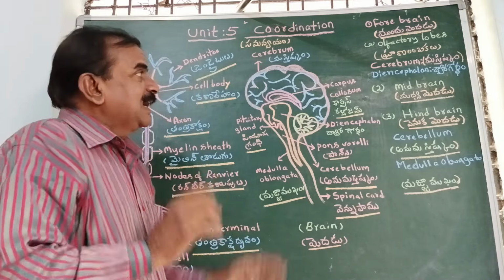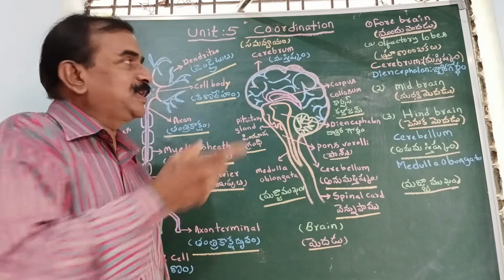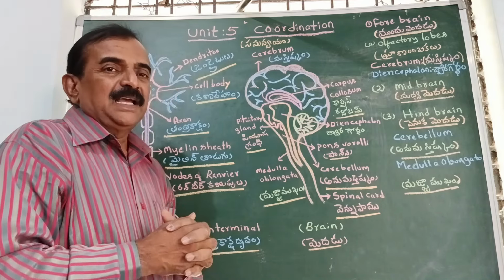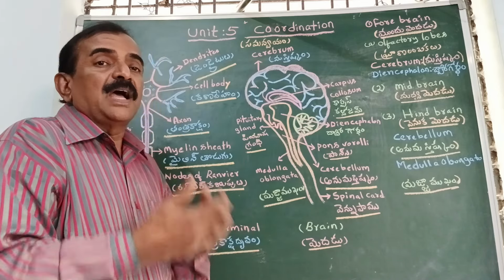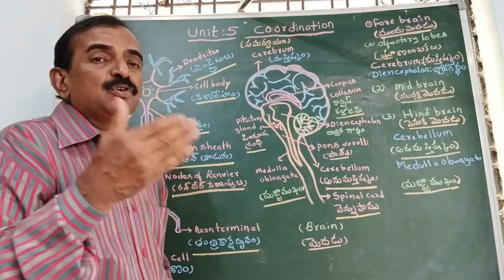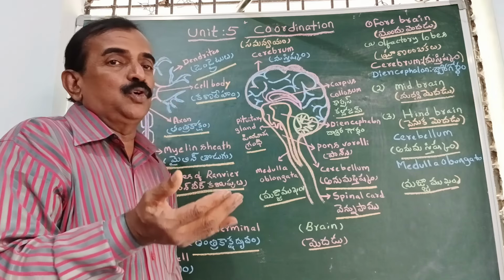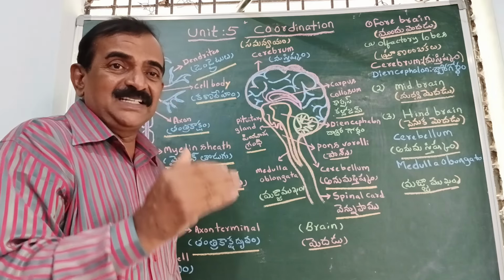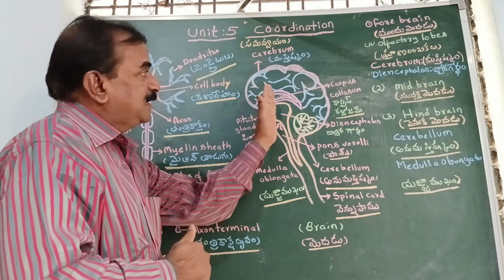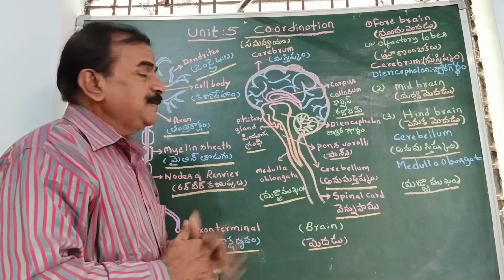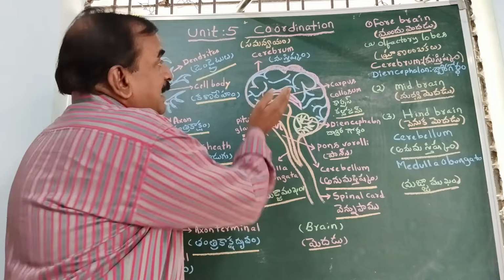Next, brain consists of three meninges. The inner layer of these meninges has a fluid that is called cerebrospinal fluid, and this cerebrospinal fluid protects the brain and also the meninges from shocks and jerks. So that is the function of cerebrospinal fluid.